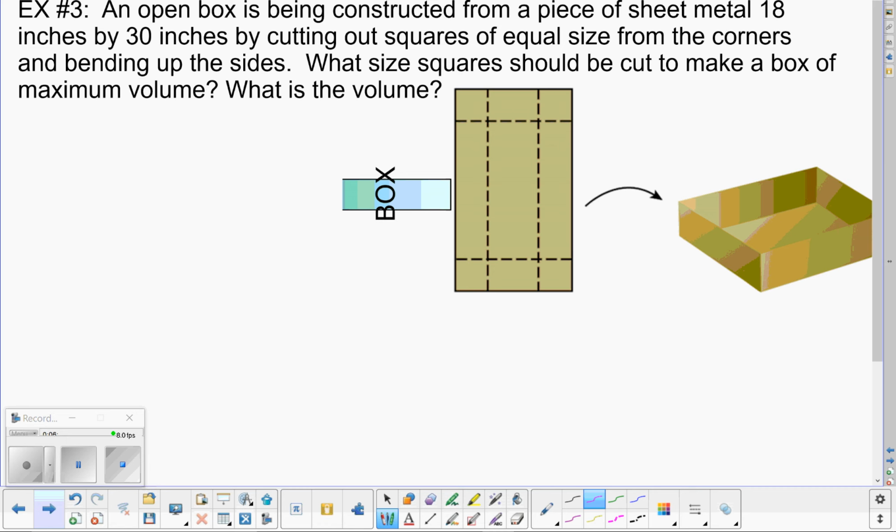The open box. An open box is being constructed from a piece of sheet metal 18 inches by 30 inches and cutting squares out of the corner. So we're going to have an open top box, basically. We want to maximize the volume, and then what would the volume be?